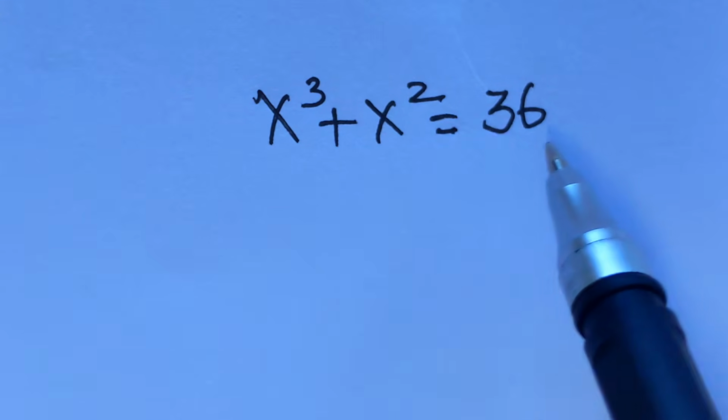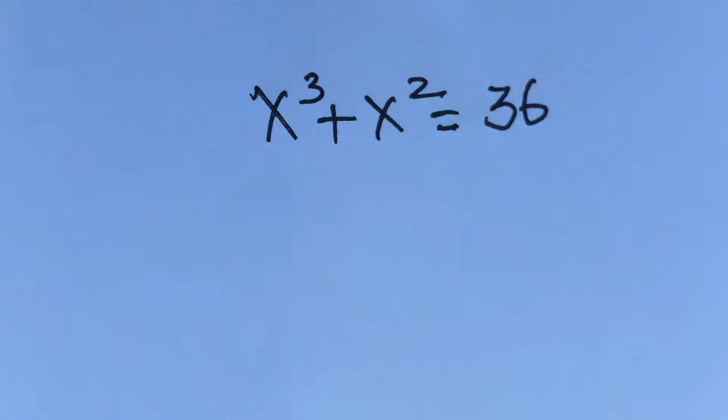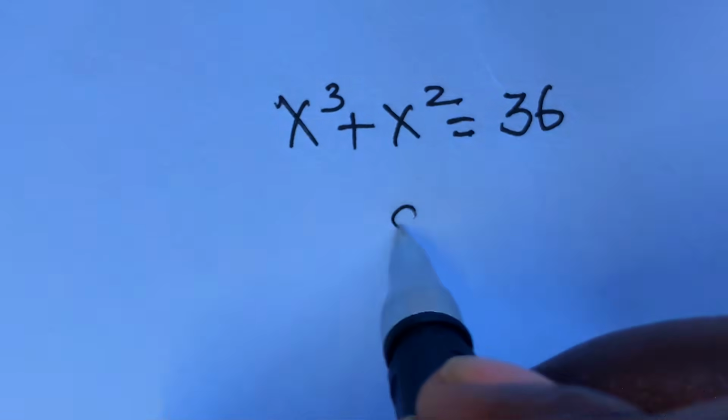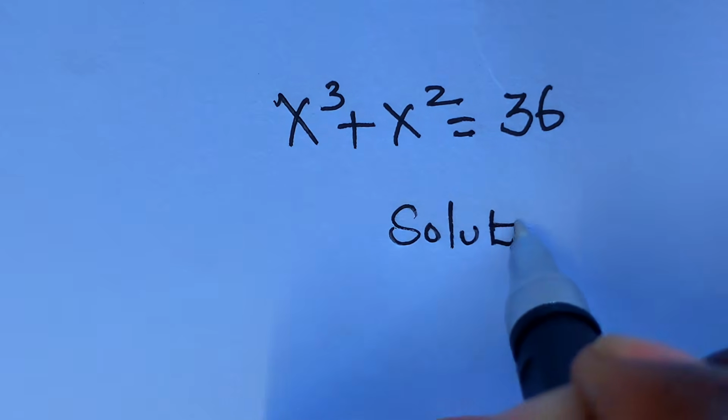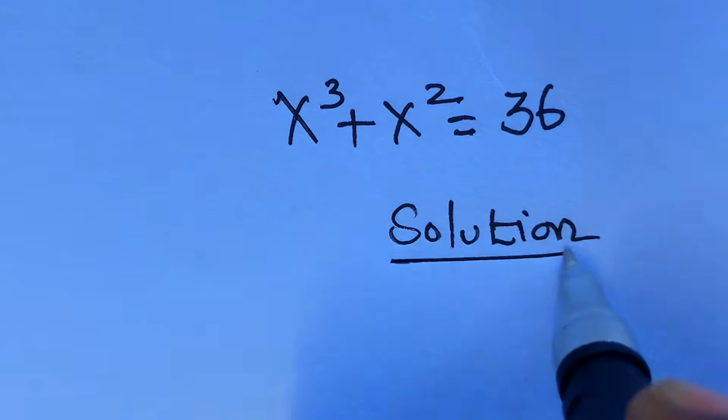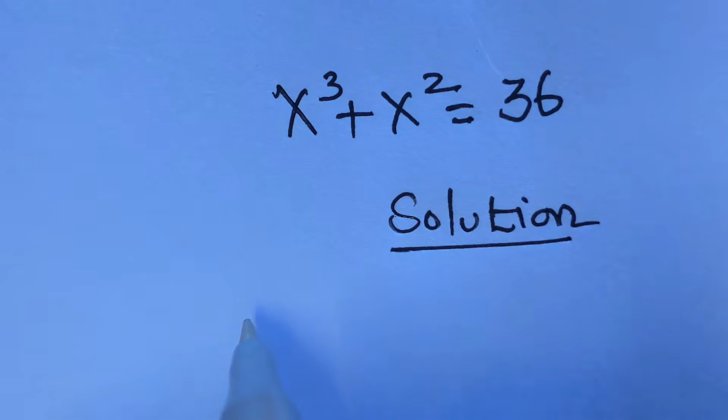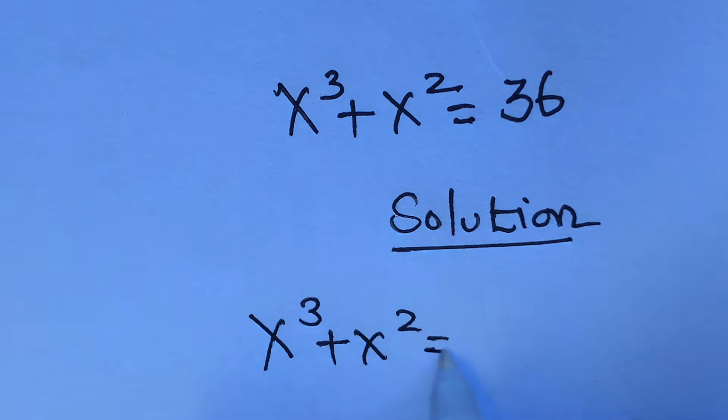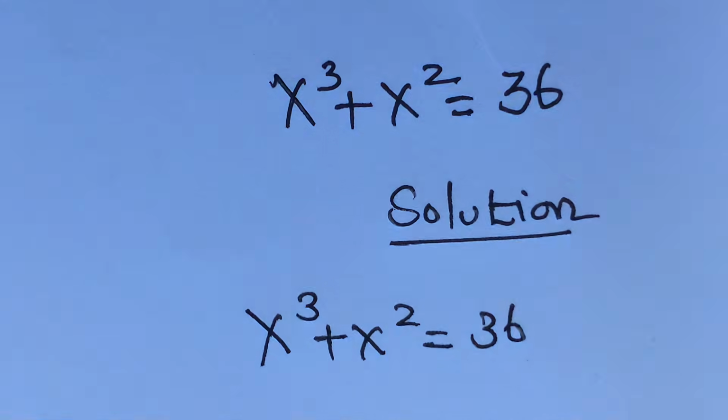Today's video, we have been given a question: x cubed plus x squared equals 36, and you are supposed to find the value of x. Let's provide the solution here. By copying what we have, x cubed plus x squared equals 36.